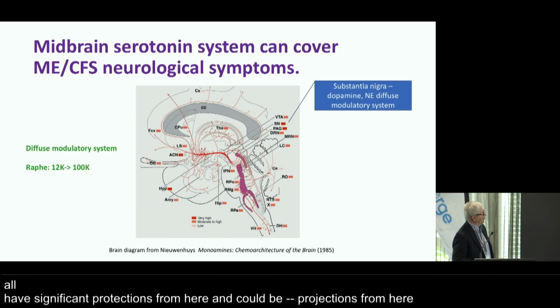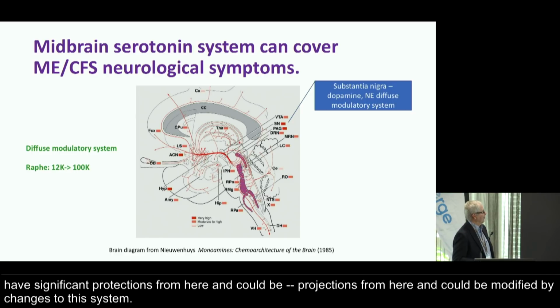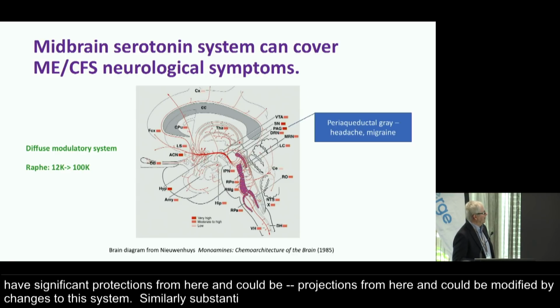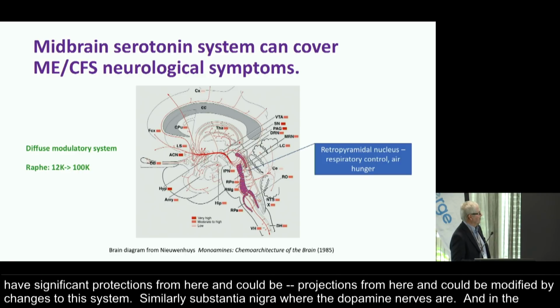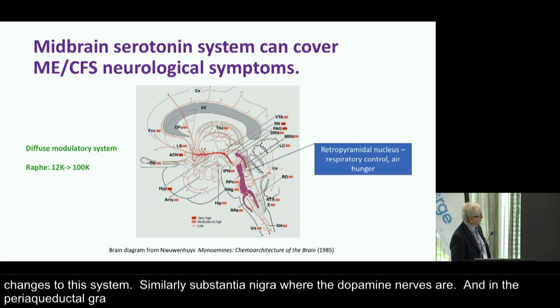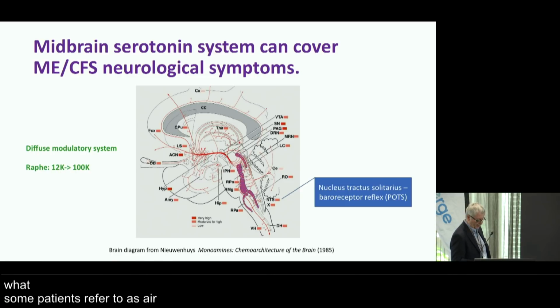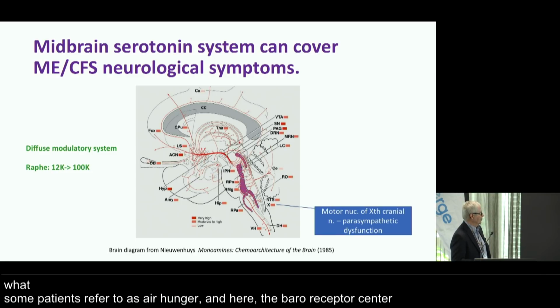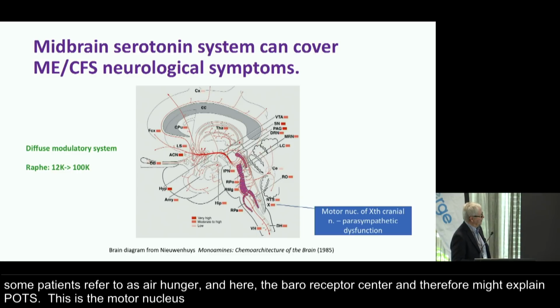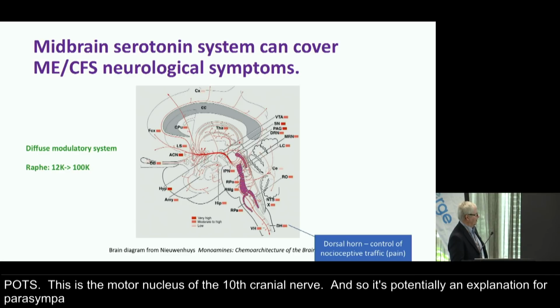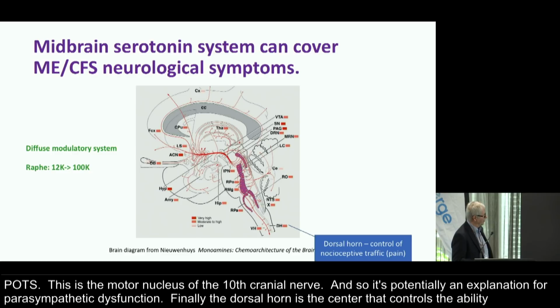Similarly, substantia nigra, where the dopamine-containing nerves are concentrated, and the periaqueductal gray, where many research teams are working on headache and migraine. The retropyramidal nucleus, this is a respiratory control center. I think conceivably could explain what some patients describe as air hunger. And the NTS, the nucleus tractus solitarius, is the baroreceptor center, and therefore might explain POTS. And then this is the motor nucleus of the 10th cranial nerve, and so is potentially an explanation for parasympathetic dysfunction. And finally, the dorsal horn is the center which controls the ability of painful stimuli from the periphery to be sensed in the central nervous system.